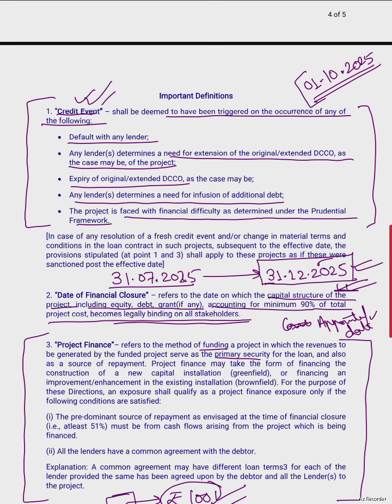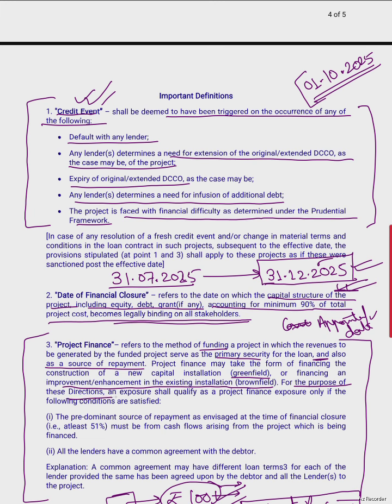That's why the word which was used earlier in this type of direction was without recourse. So this is the only recourse available to the lender, that is the project revenues, that's it. And also a source of repayment, means this rupees 100 is not only the primary security, this is the only source of repayment. So this is more of a without recourse type of funding. Project finance may take the form of financing construction of a new capital installation, that is a greenfield, or expansion, improvement or enhancement of an existing installation, that is a brownfield project.